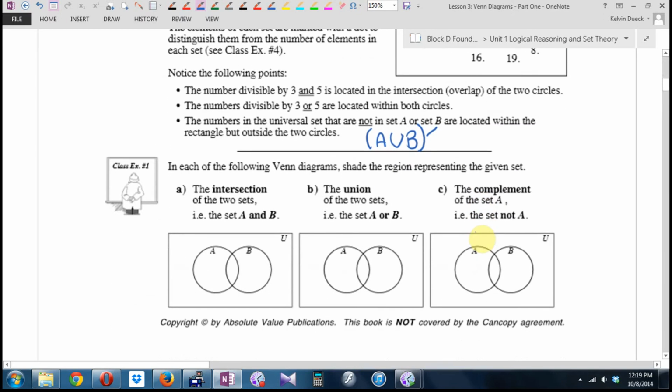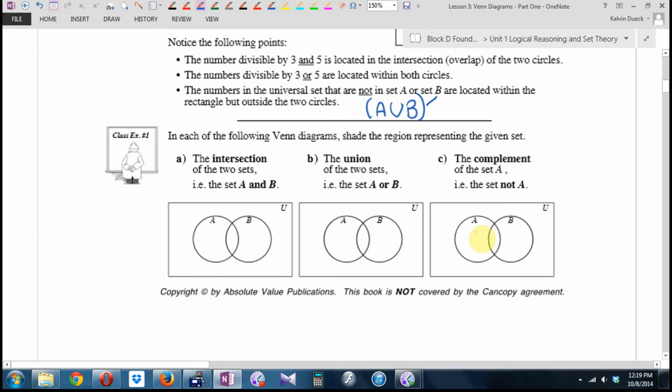Hopefully this next bit is pretty obvious. In each of the following Venn diagrams, shade the region representing the given set. A says the intersection of 2 sets, the set A and B. Underneath it, I'm going to write A intersection B, just to help remind you of the notation. What would I shade in here? Yep. You guys get to color.